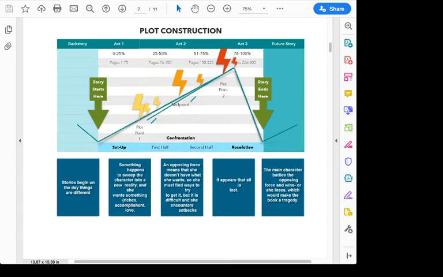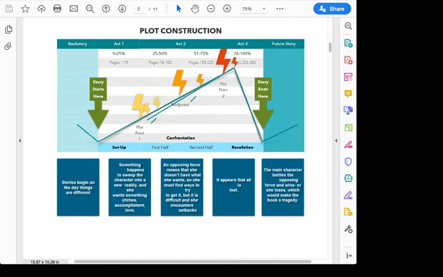So you can see also at the top here in gray, you have 0 to 25% of the book, 25 to 50, 51 to 75, 76 to 100. And generally speaking, for a 300-page novel, then each one of these acts or quarters is broken into page numbers. So you have your setup from page 1 to 75, and somewhere around page 75, you're going to hit your major first plot point. Then you'll have your first half of the second act, and this is on pages 76 to 150.